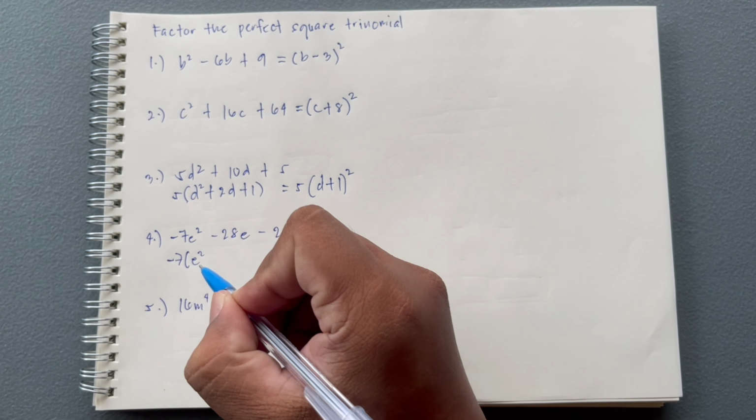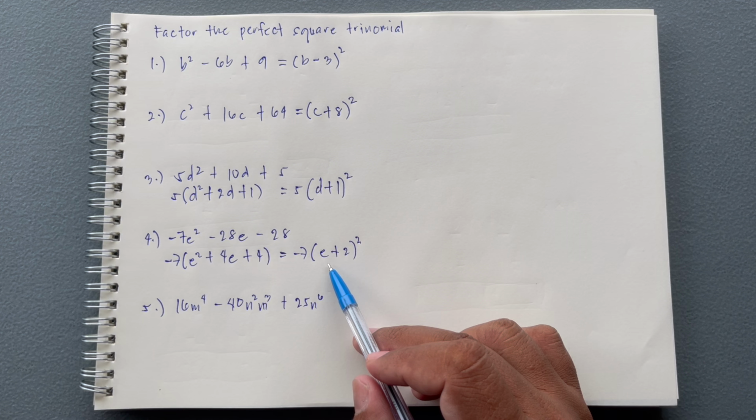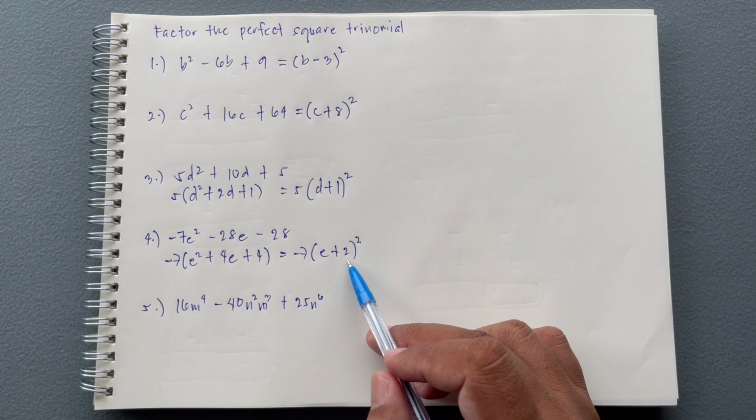Now we can factor since a squared and 4 are both perfect squares. Copy the negative 7. Okay, the square root of a squared is a. Since it's positive, we can use positive. Then the square root of 4 is 2. Okay, squared. Okay, so the final answer is negative 7 times the square of the quantity a plus 2.